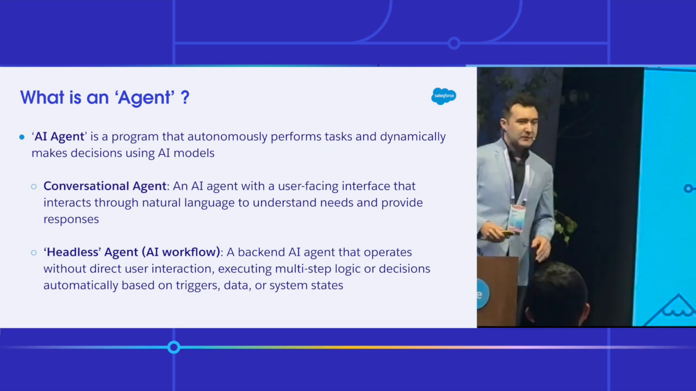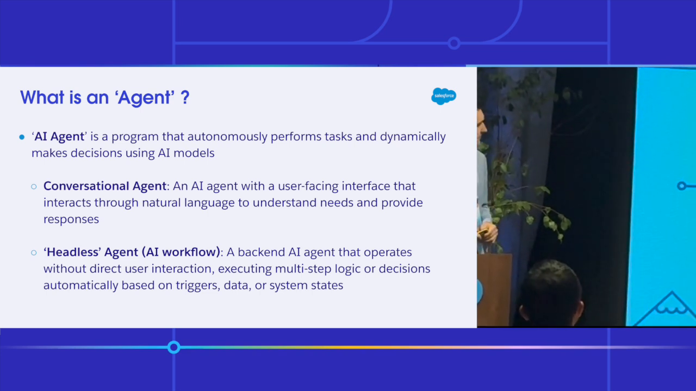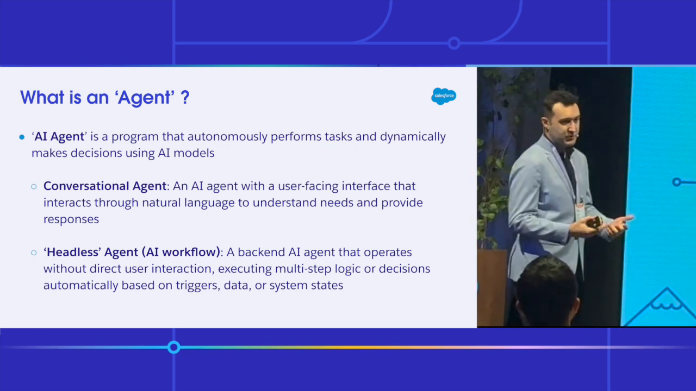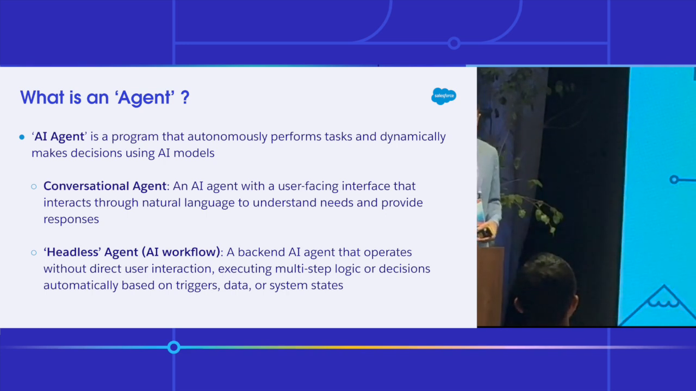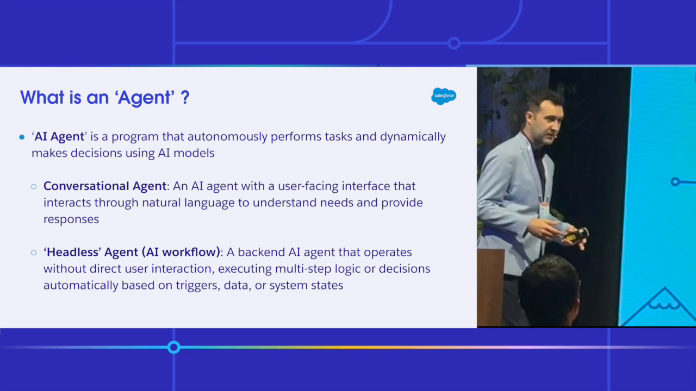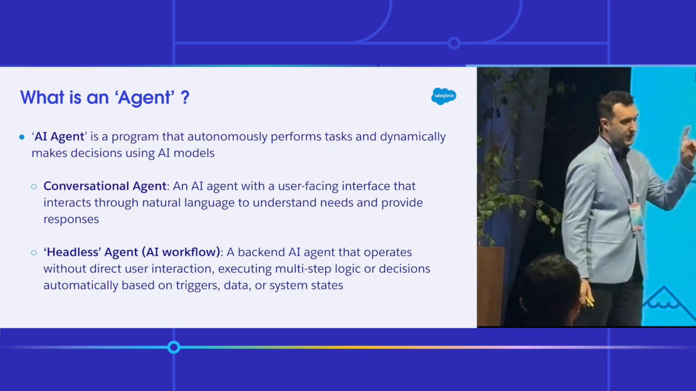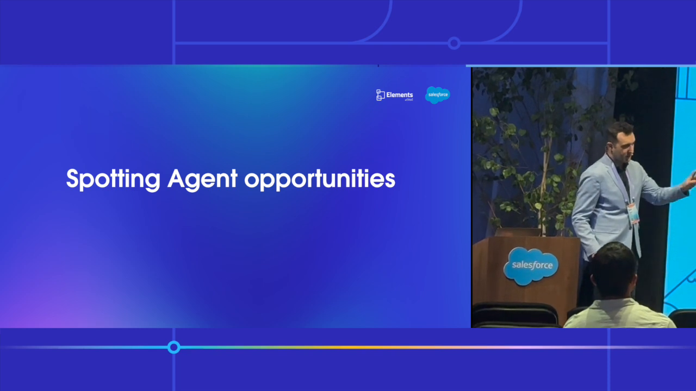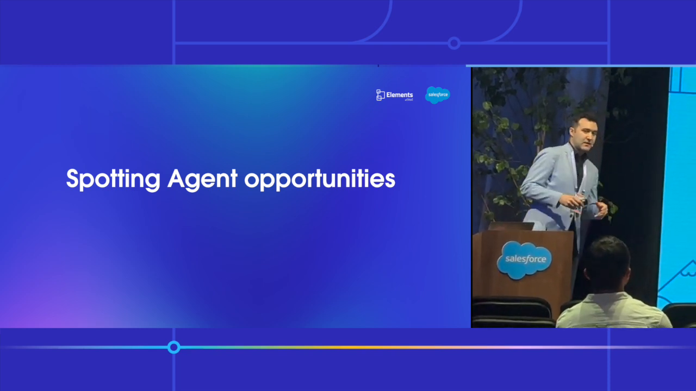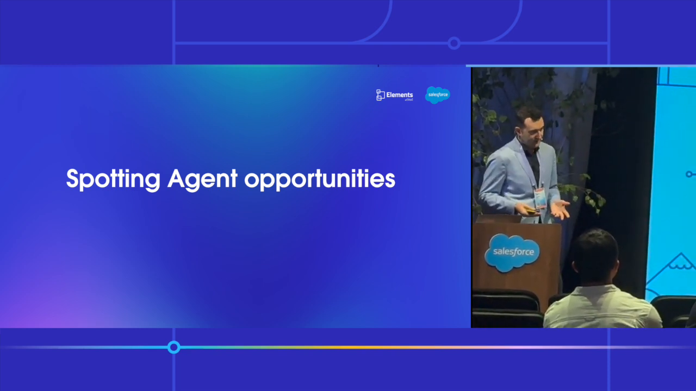So, now that we have established that differentiation, how do we spot agent opportunities? How can we look at how our org is configured, or more specifically, the business processes that we run as a company, and say, that's a good agent use case. That's a good agent use case. Oh, that's an AI workflow. This is not trivial, actually.